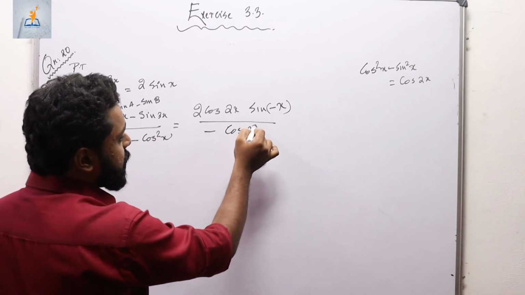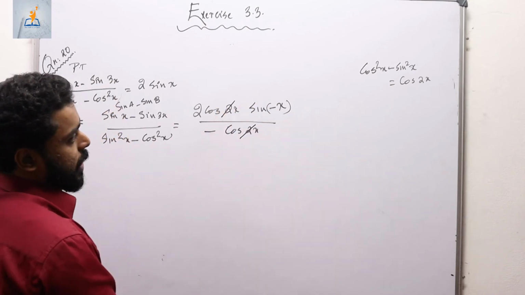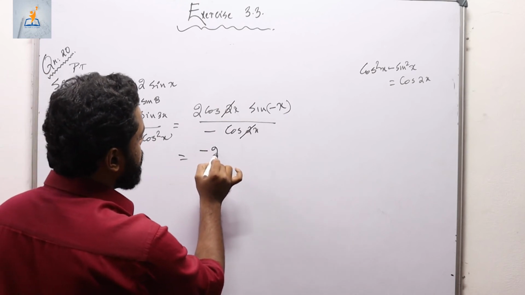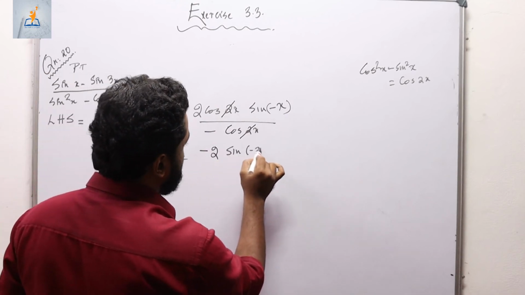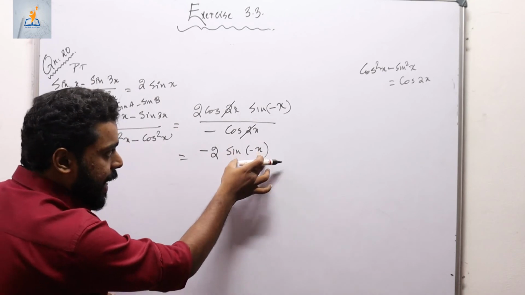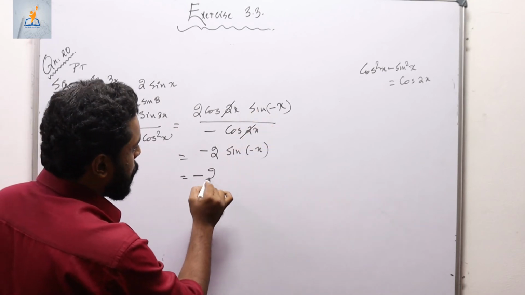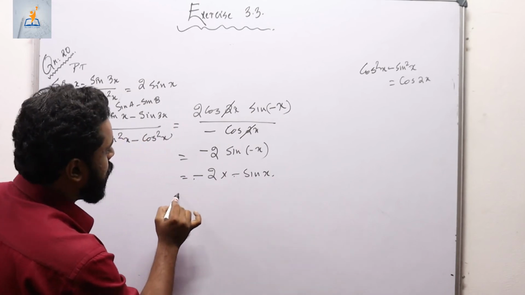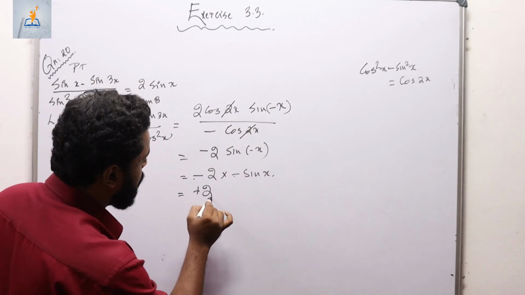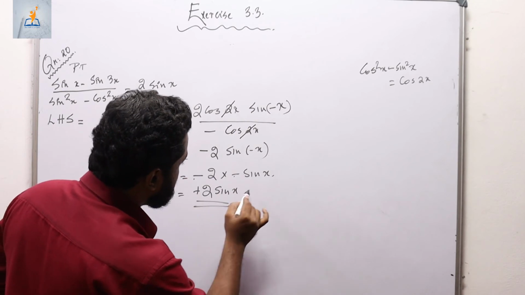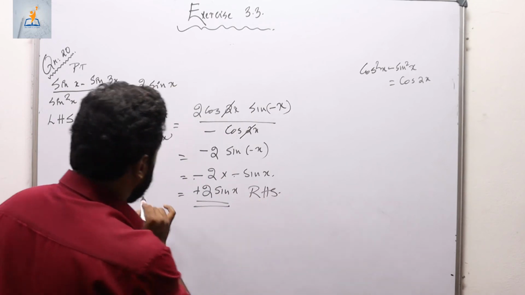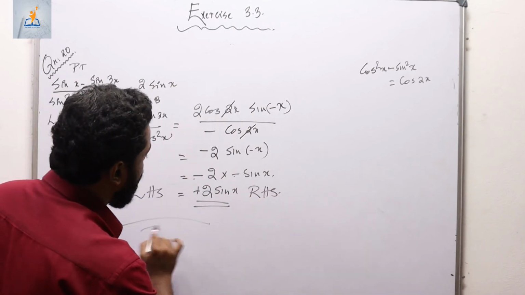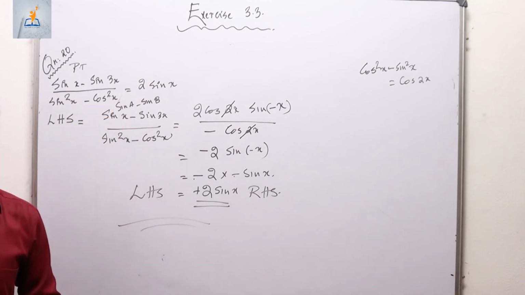So again you can see that we can cancel these two things. So it will be minus 2 sine of minus x. But we know that sine of minus x is nothing but minus sine x, isn't it? Then minus and minus multiplied together give plus 2 sine x, which is the RHS of this equation. Therefore LHS equal to RHS, hence the result is proved.